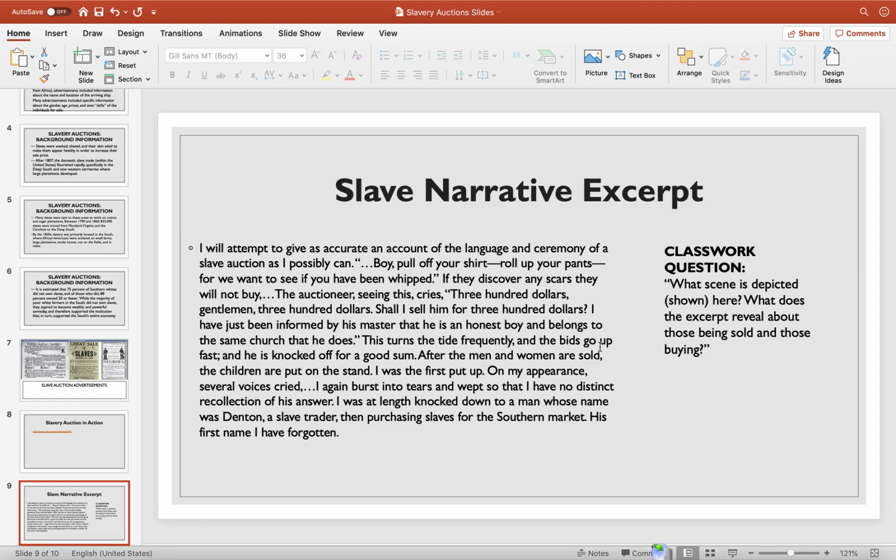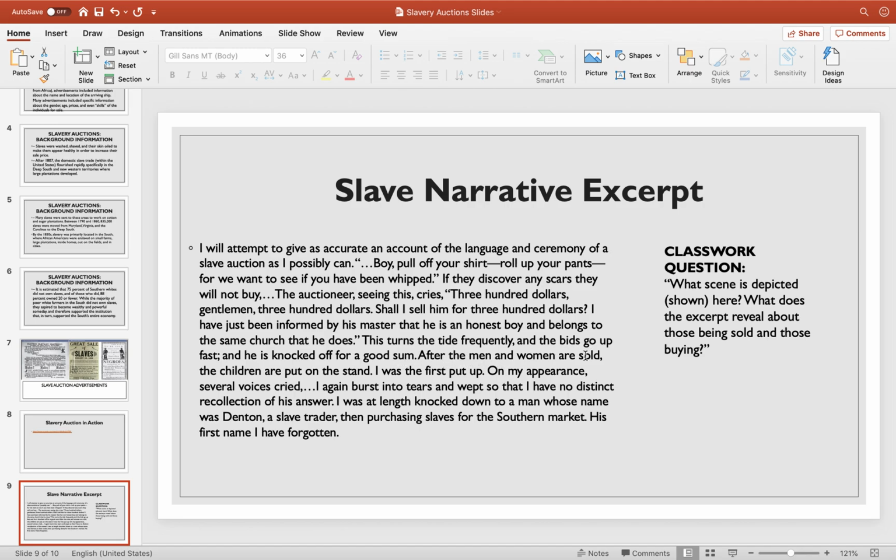So people are offering even more money after they hear this information. Once he tells them that he's an honest boy and he belongs to the same church as his master, people want to offer even more for him. And he is knocked off for a good sum, meaning he is sold for a high price.